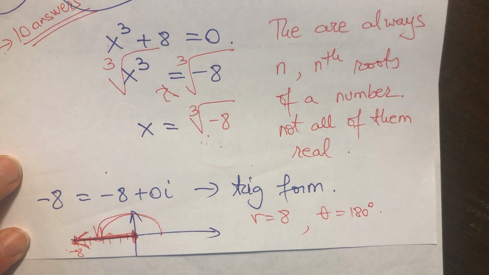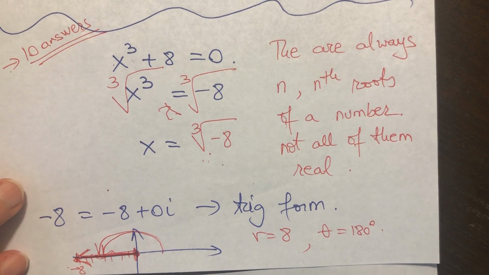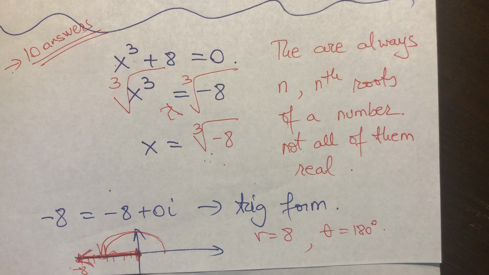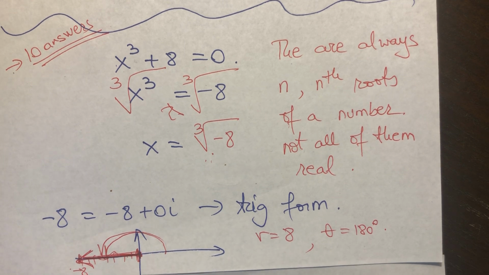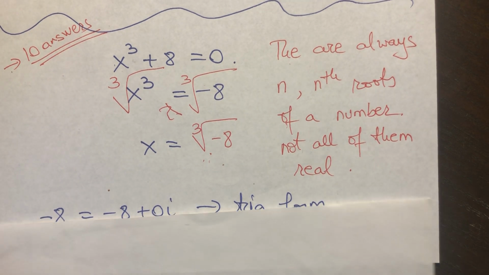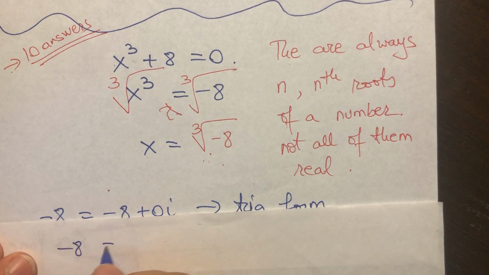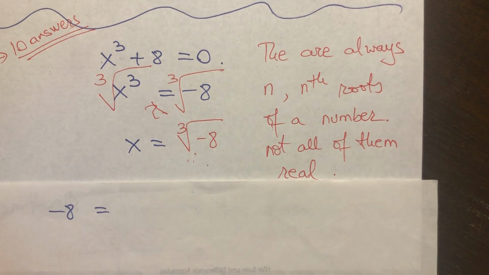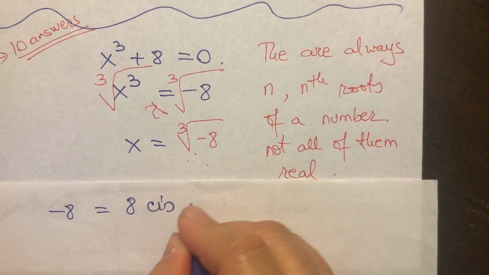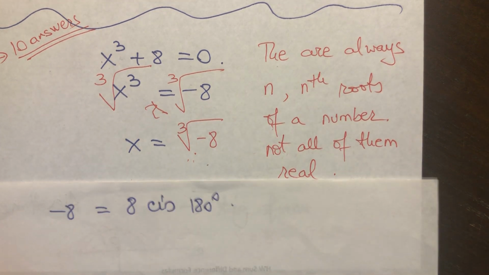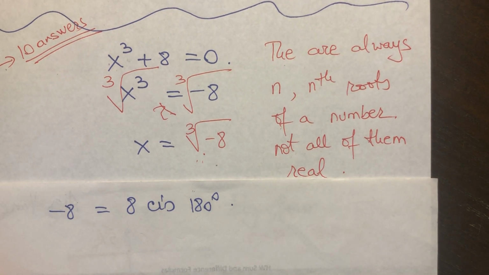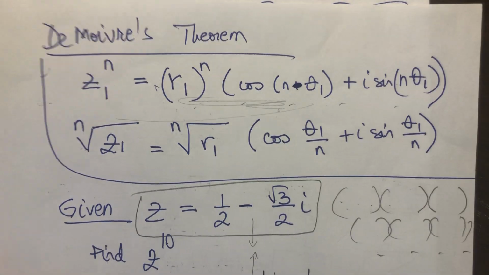You can go through the whole inverse tangent and the square root of x squared plus y squared, but sometimes, as I said, if you just graph it, it turns out that it's pretty simple to figure out the answer. So this number, -8, can be written as 8 cis 180. Now, remember what I had said. I put that formula somewhere there, that if you take the nth root of it, what do you do?